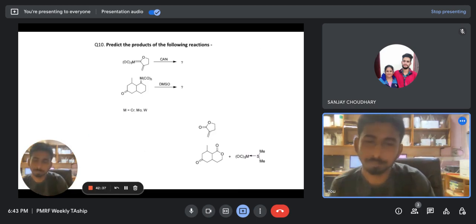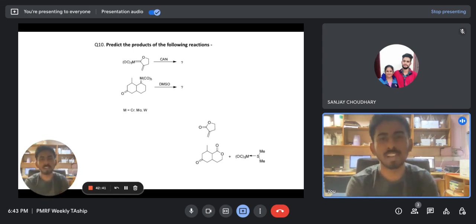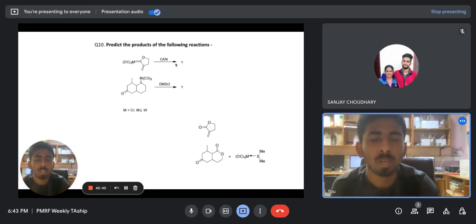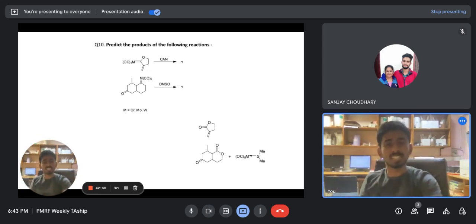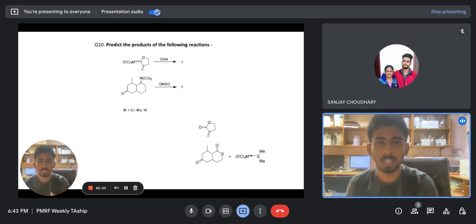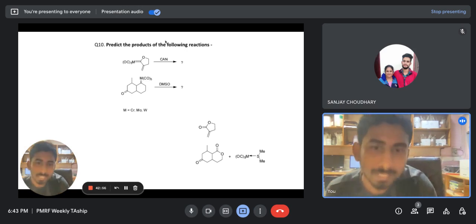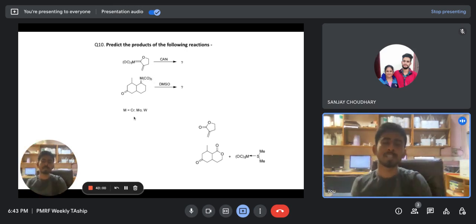So this is a question. This is a next question. When this metal CO whole 5 moiety that is actually bound to this lactone kind of system is treated with CAN, that is the ceric ammonium nitrate, a very popular reagent which is treated as an oxidant in nature. And the next compound is actually again M(CO)5, where M is chromium, molybdenum, and tungsten.